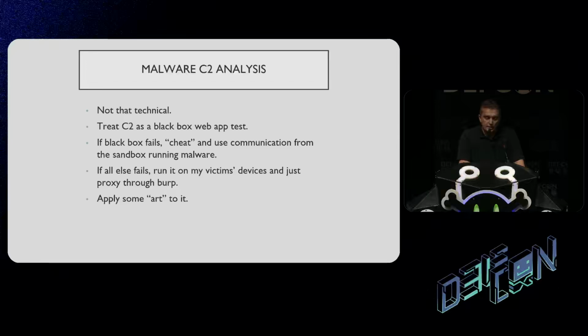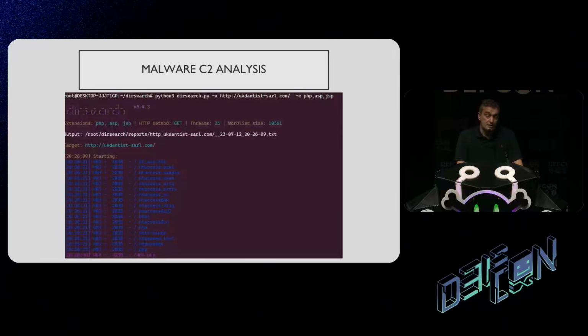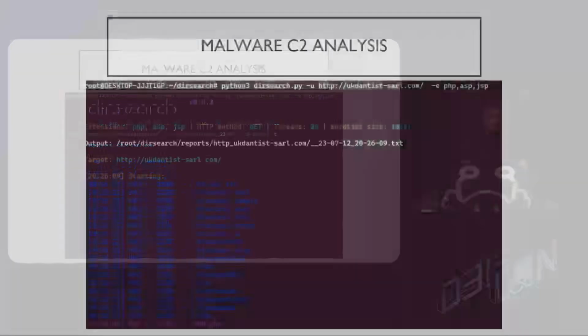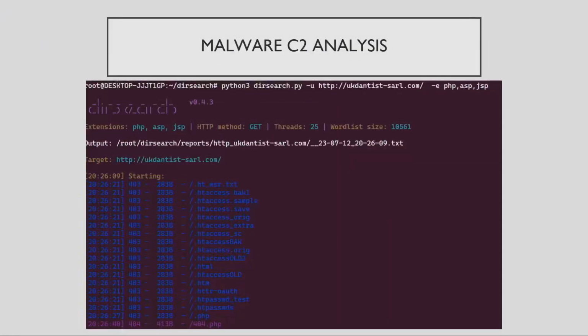I'm going to treat the C2 as a black box web application test. If black box fails, I'm gonna cheat and use some of the communication from the sandbox that was running the malware. If all else fails, I will run it on my victim devices and just proxy through Burp. And last, I will apply some art to it. And this is all the art that is needed to really own most of the C2s.